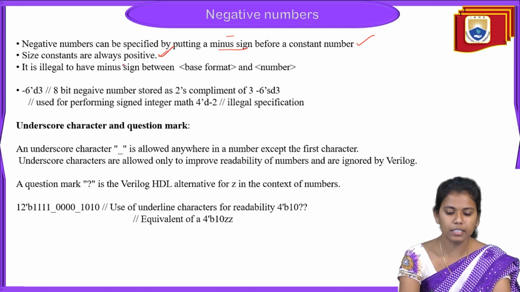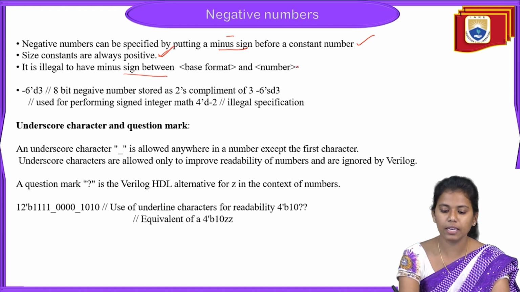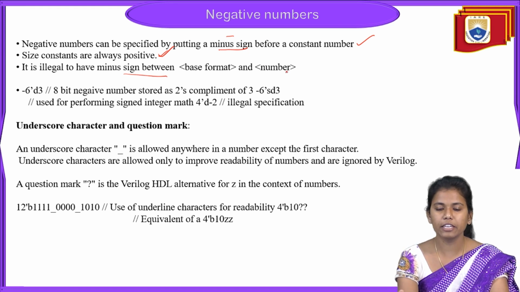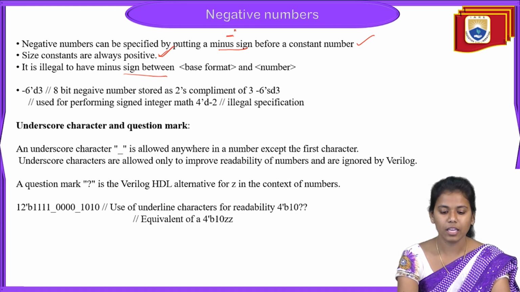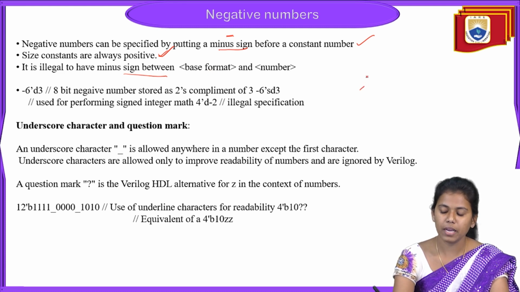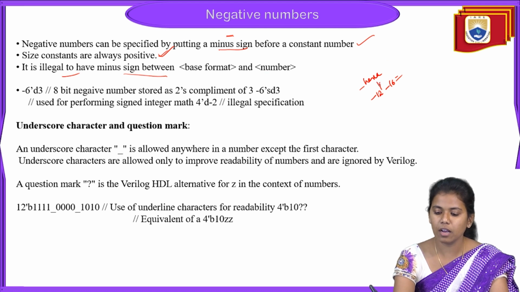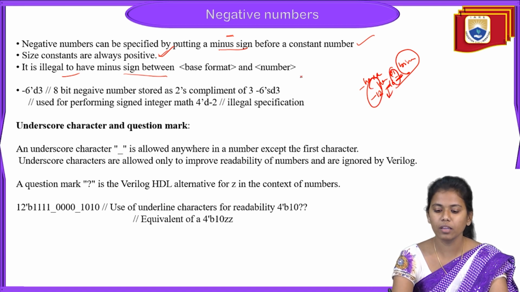It is illegal to have a minus sign between the base format and the number. As I said, negative numbers are usually specified with the minus symbol, but it is illegal to have minus between the base format and number. That means minus base format hexadecimal, like minus 12, minus 16, is illegal. So it is illegal to have a minus sign between the base formats, hexa, octal or binary. If you have a minus symbol in between, then it is not to be considered.